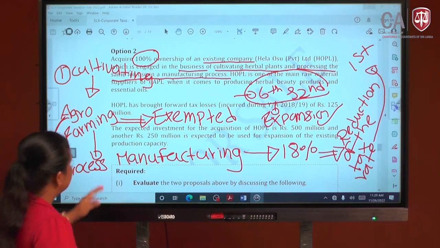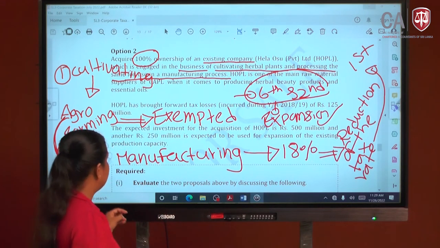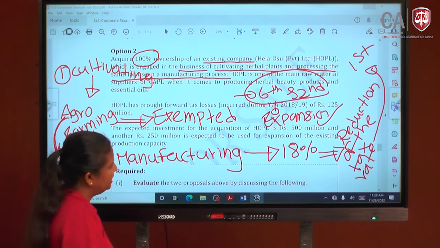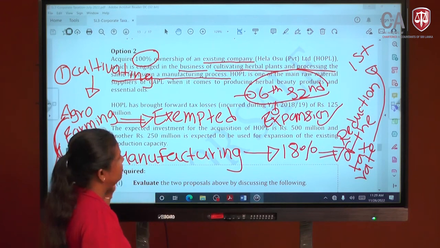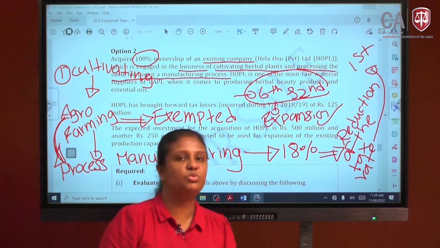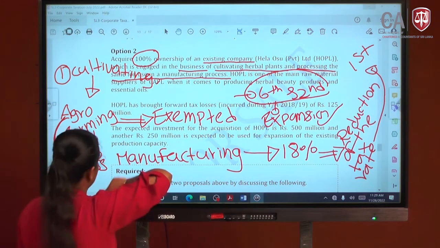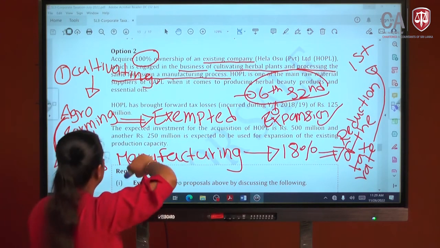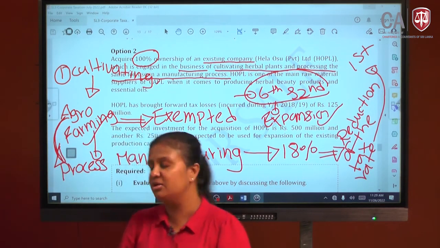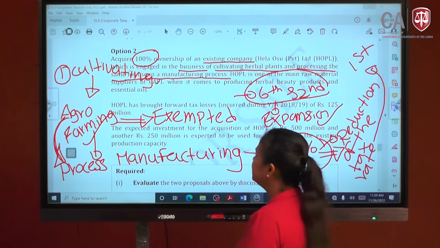And HOPL has a brought forward tax loss incurred during the year 18-19, rupees 125 million. The expected investment for the acquisition of HOPL is 500 million and another 250 million on the expansion of the existing capacity of the business. Since it's under the name of the CAPL, the 6th and 2nd shall not apply. Based on their business model, agro-farming is exempted, and if the same agro-farming produce is used for the manufacturing process, then the reduced tax rate can apply.